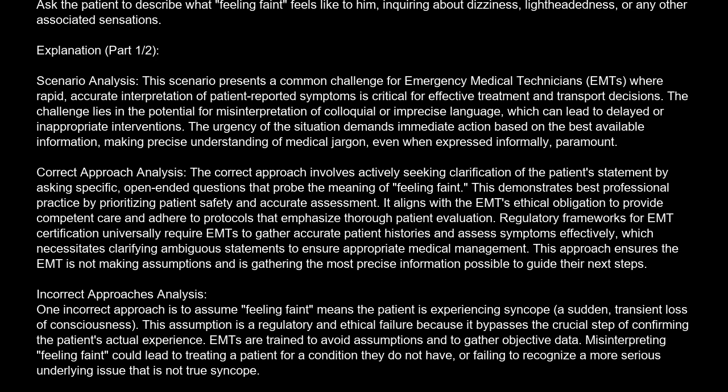This approach ensures the EMT is not making assumptions and is gathering the most precise information possible to guide their next steps. Incorrect approaches analysis. One incorrect approach is to assume feeling faint means the patient is experiencing syncope, a sudden, transient loss of consciousness. This assumption is a regulatory and ethical failure because it bypasses the crucial step of confirming the patient's actual experience. EMTs are trained to avoid assumptions and to gather objective data. Misinterpreting feeling faint could lead to treating a patient for a condition they do not have, or failing to recognize a more serious underlying issue that is not true syncope.